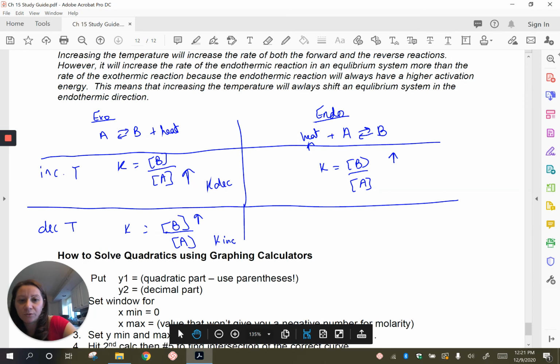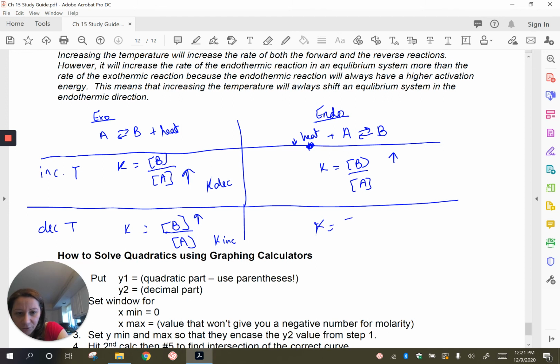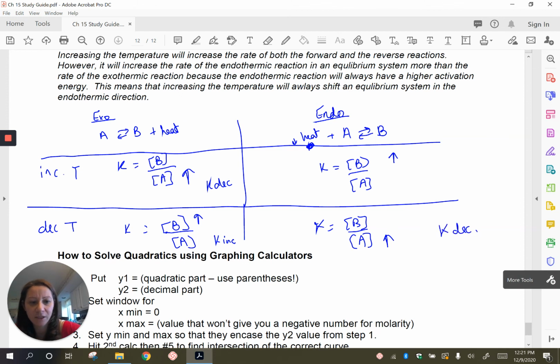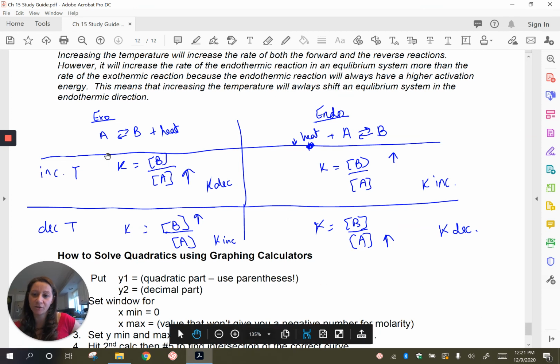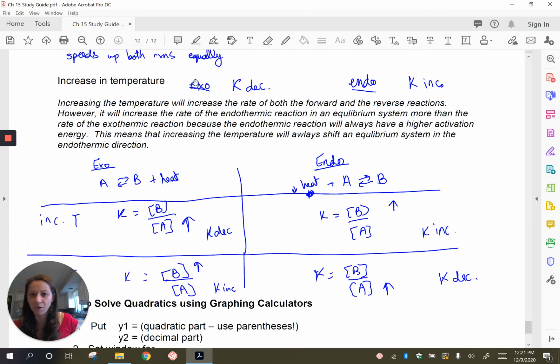In an endothermic process, if I decrease my heat, K is the concentration of B over the concentration of A. And so if I cool it down, so I have less heat, it's going to shift to the left, and it's going to make more A. It's not making more B, and so my K decreases. Here my K increases. So it's opposite, the effect of the change in temperature on K, whether it's exothermic or endothermic.